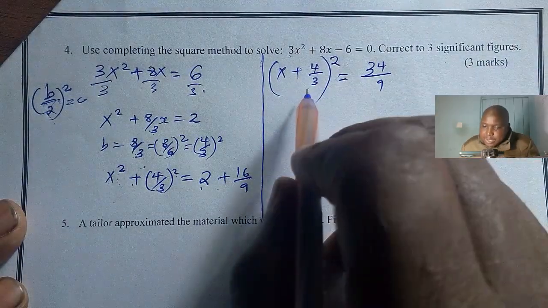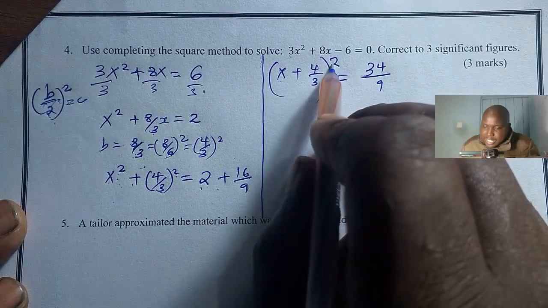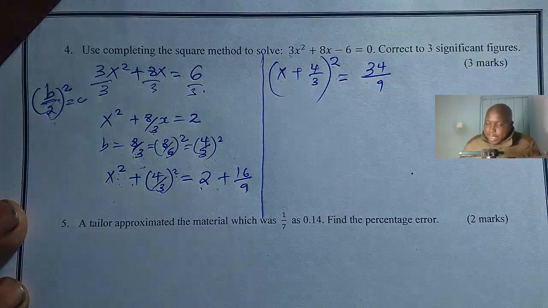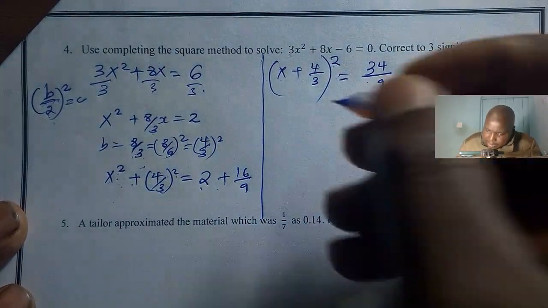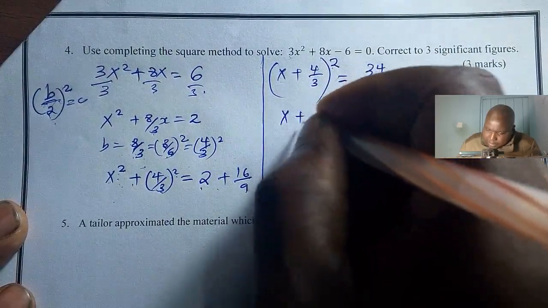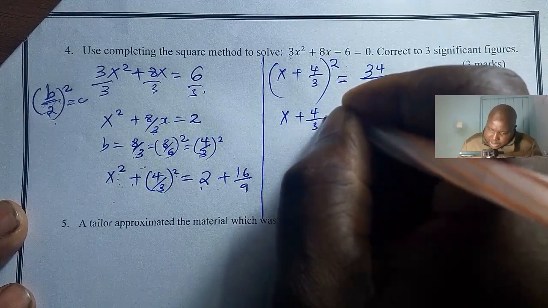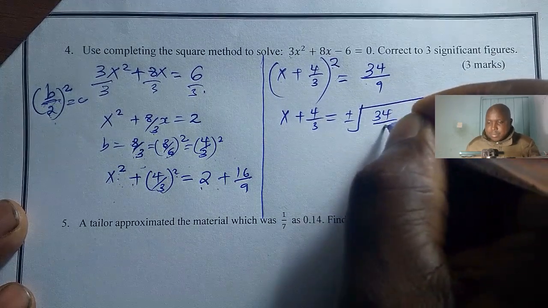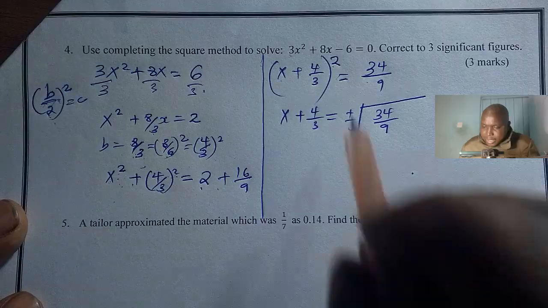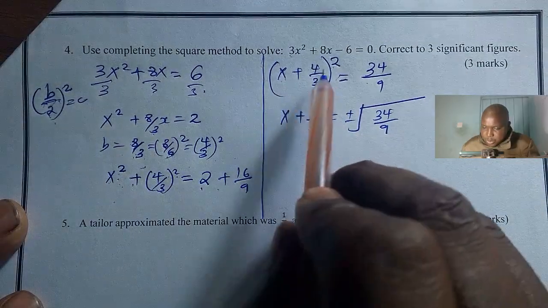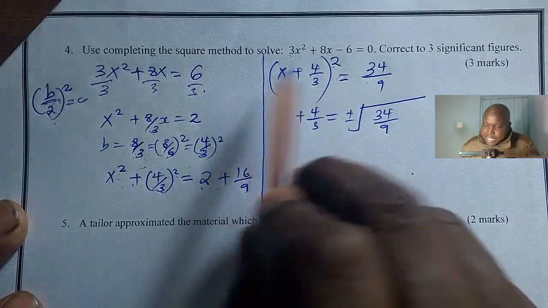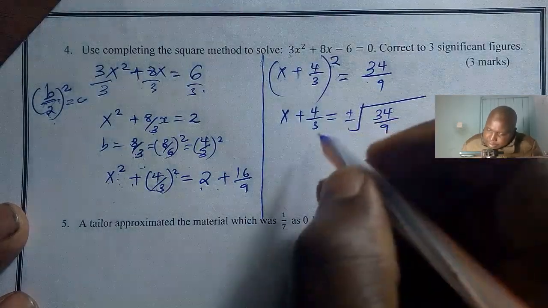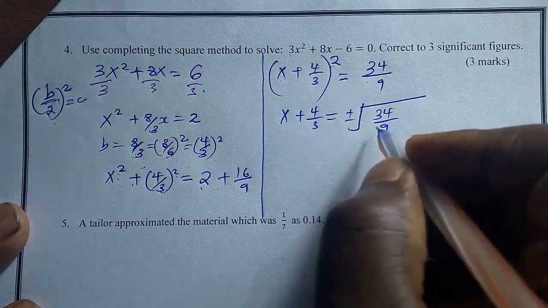Now, since we want the value of x, we square root both sides so that we remove this square here. So x + 4/3 is equal to plus or minus the square root of 34/9. To get the value of x, we square root both sides. If you square root here, the square disappears, and this is a square root. Now find the square root of this.